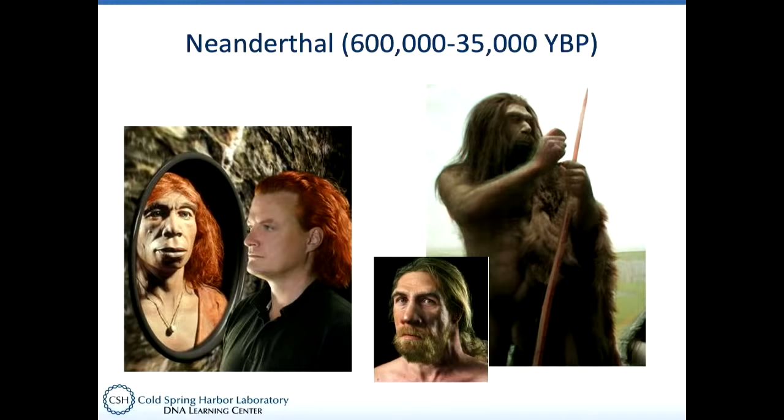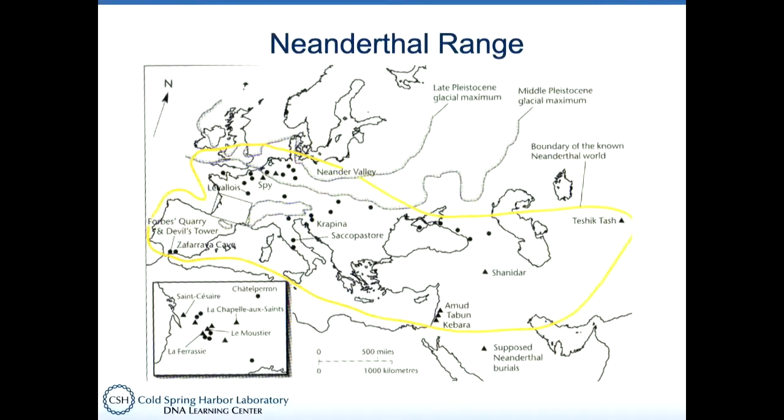And another ancient ancestor that has really fired the imagination of humans for a long time is Neanderthal. It lived from about 600,000 years ago and became extinct about 35,000 years ago. So a key question has been, were the Neanderthals ancestors of modern humans living today? And part of the reason why that was such a compelling question is the remains of Neanderthals and their habitations can be found throughout Europe and into Western Asia.